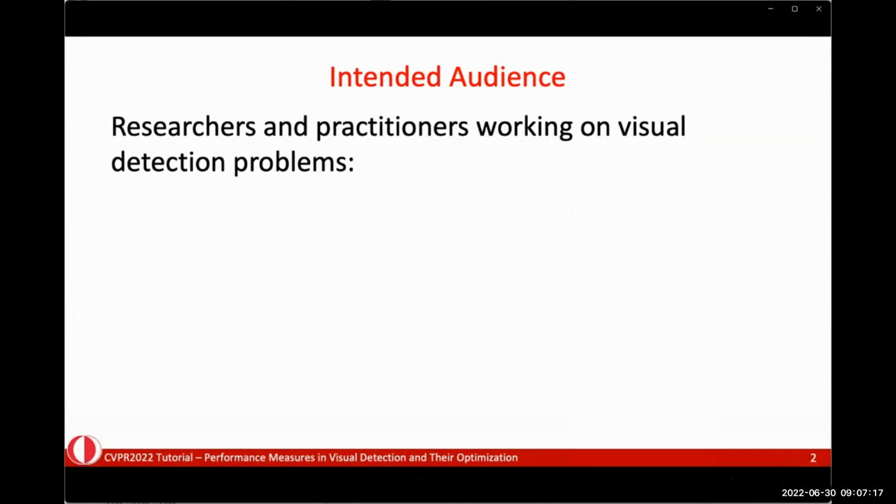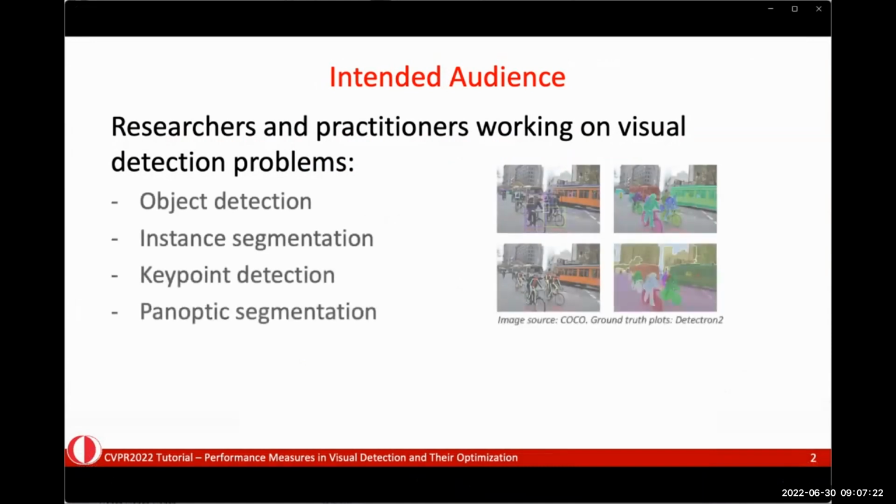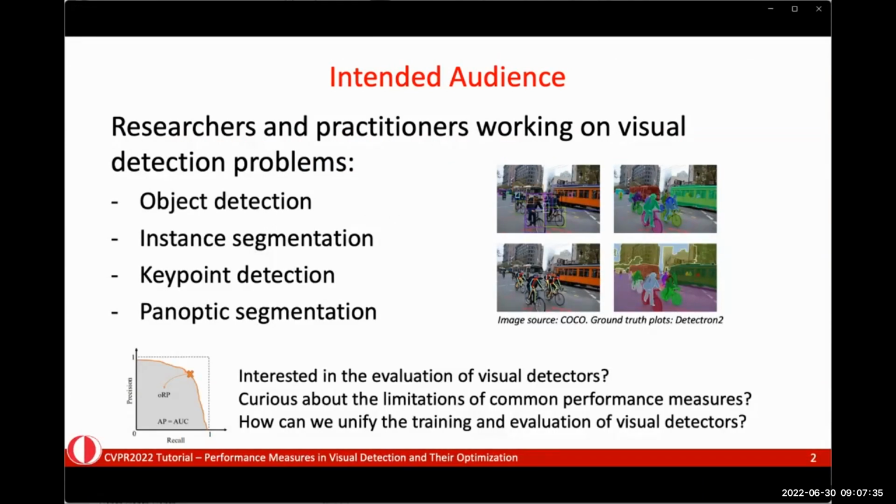Our tutorial is intended for researchers and practitioners who are working on visual detection problems. By visual detection, we particularly mean the following 4 problems: object detection, instance segmentation, key point detection, and panoptic segmentation. This tutorial is especially for you if you are particularly interested in the evaluation of visual detectors, or curious about the limitations of commonly used performance measures, or if you have been thinking about how we can unify the training and evaluation of visual detectors. This tutorial is intended for you.